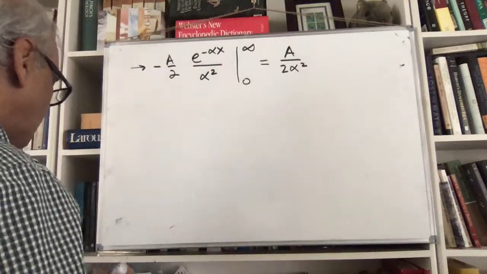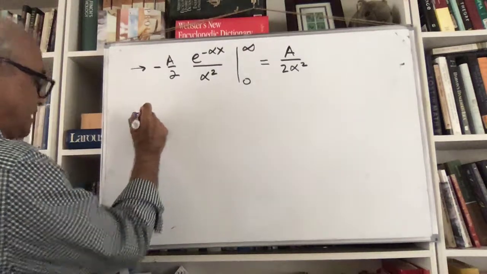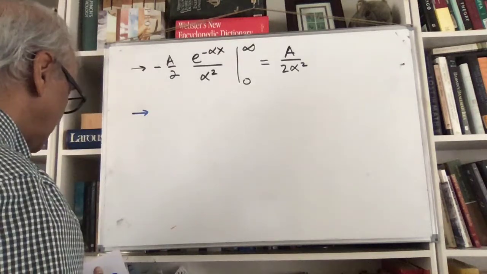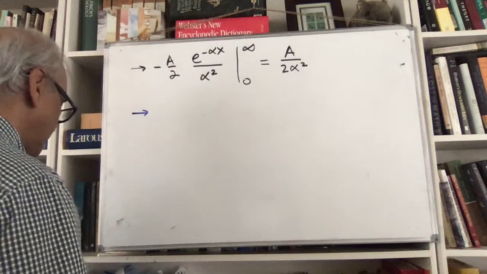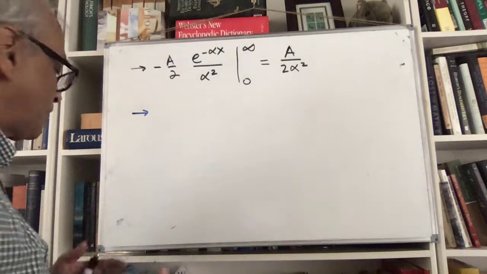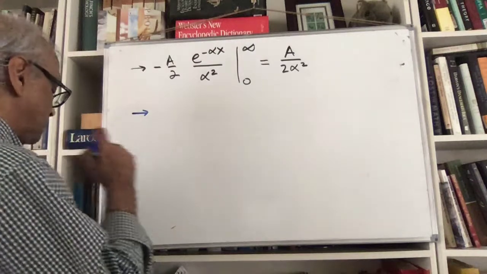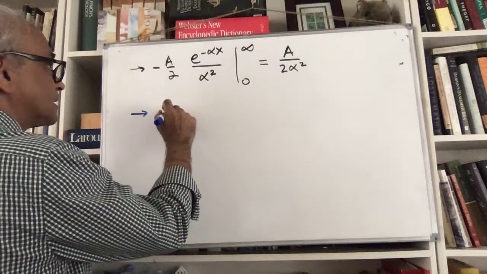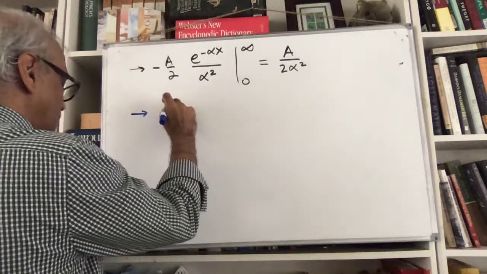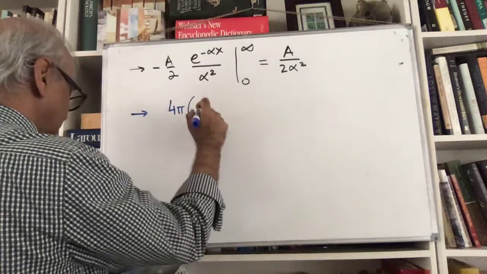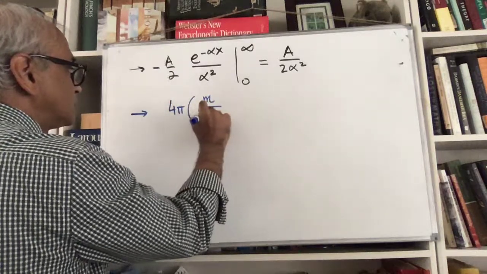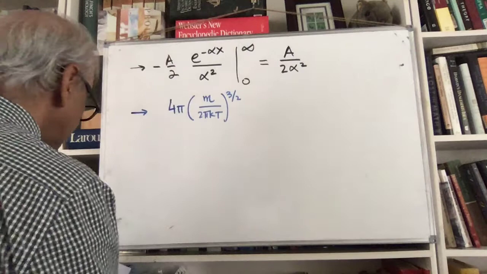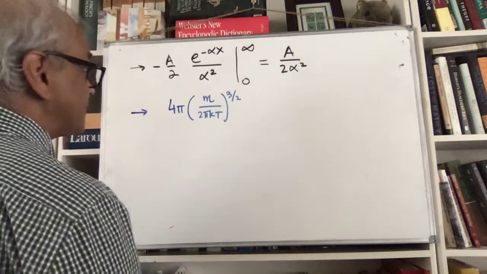So remember what my a is. I have to go back and check what my a was. Remember, a was this entire 4 pi, then m over 2 pi kt raised to the power 3 over 2. So a was 4 pi m over 2 pi kt raised to the power 3 over 2, right? All right, that's my a.